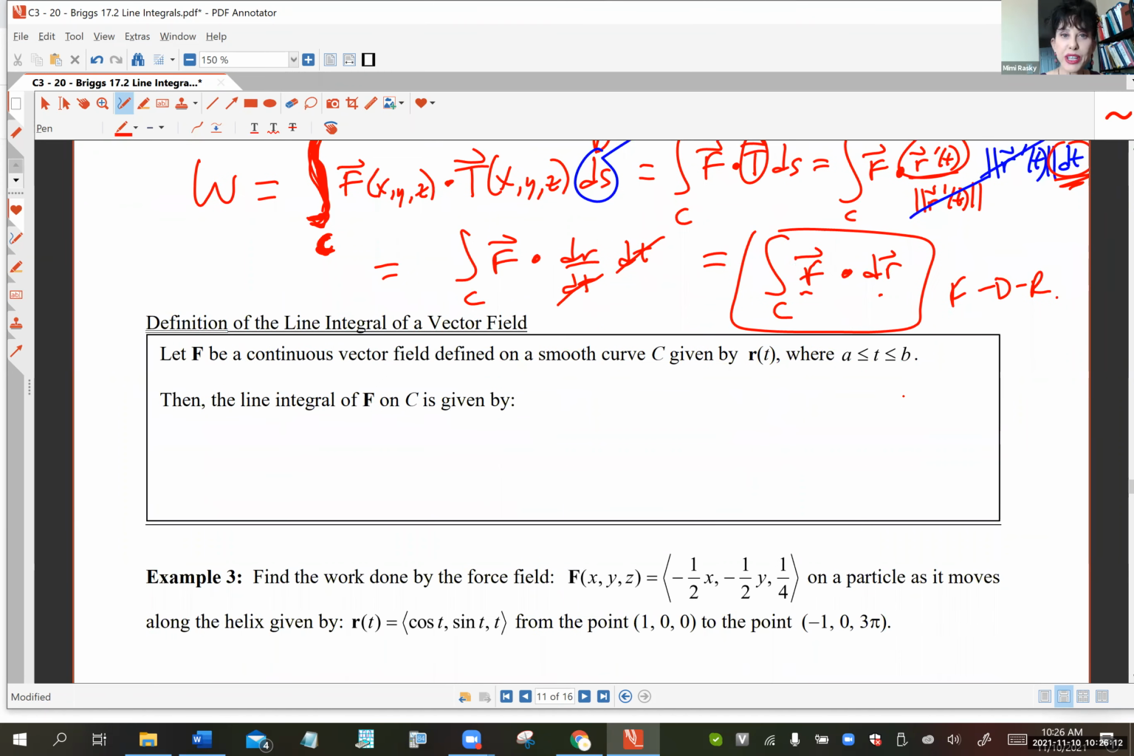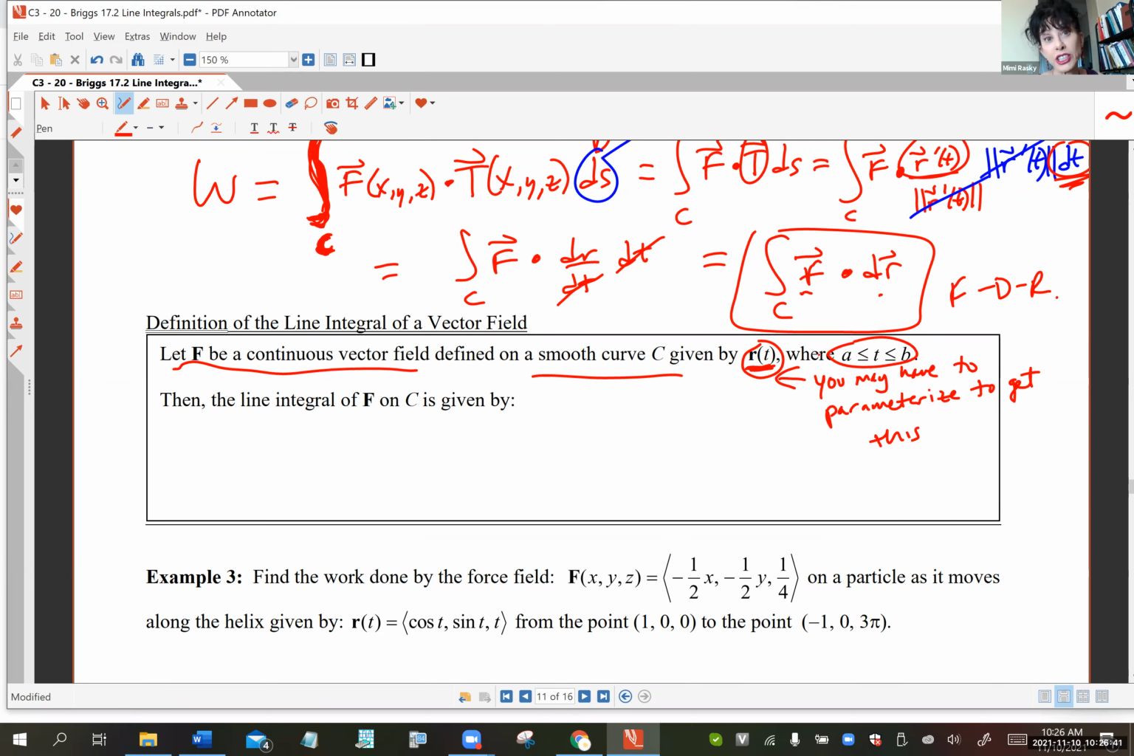Okay, now let's do the official definition. So you've seen it all. You've got a continuous vector field F defined on a smooth curve C given by a vector valued function r of t. And by the way, if they don't give you the r of t, you may have to parameterize to get it. So I just put a little side note here. You may have to parameterize to get this if it's not given to you outright. And you will have to also figure out the range of your time t when you're parameterizing. But if they give it to you outright, it's like, hey, you made my life easier.